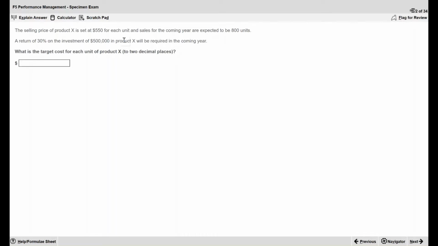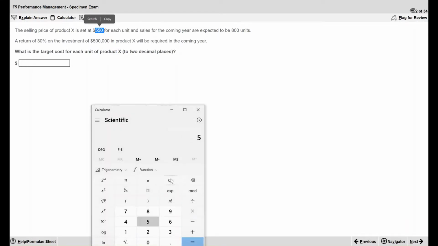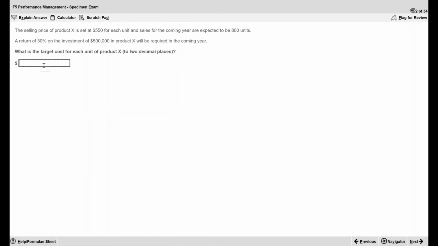Remember, target cost is target selling price minus target profit. Target selling price is given here. Target profit we have to find. They told us that we want 30% return on investment. Our investment is 500,000. Multiplying that by 30% would mean 150,000 total profit we want to make. We have 800 units that we want to sell. So if we take that and divide it by 800 units, that becomes 187.50 profit. So if we want to earn 187.50 profit and our selling price is 550, that would give us 362.5 cost per unit.